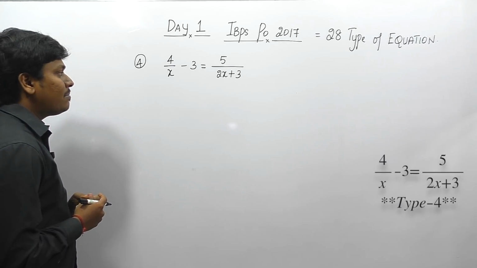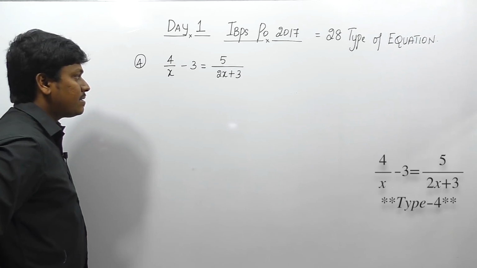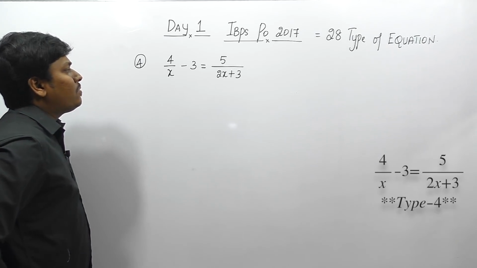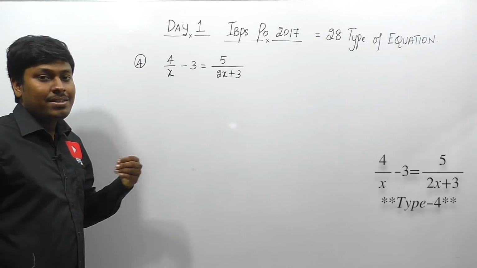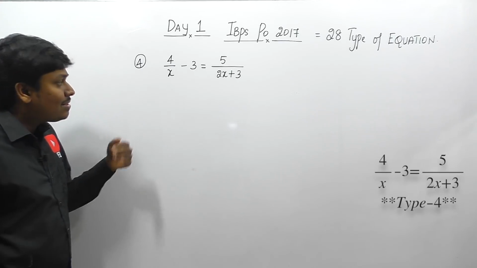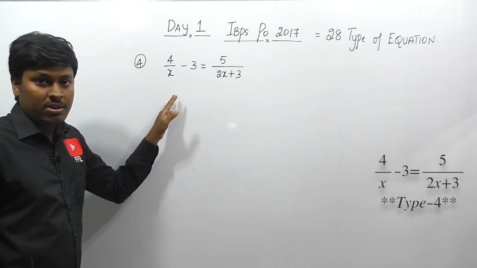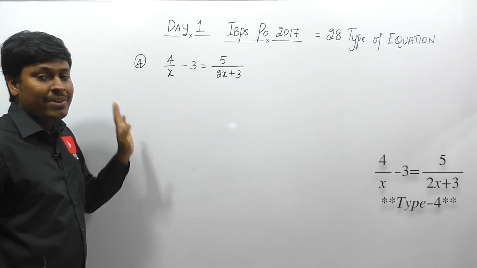Type number 4 equation. So 4 divided by x minus 3 is equal to 5 divided by 2x plus 3. So friends, first of all, if you find an equation like this, simplify this equation into a proper quadratic equation or a linear equation. Then try to solve it, right? By keeping a value as it is, solving this equation is not at all possible. First of all, let me simplify this equation.